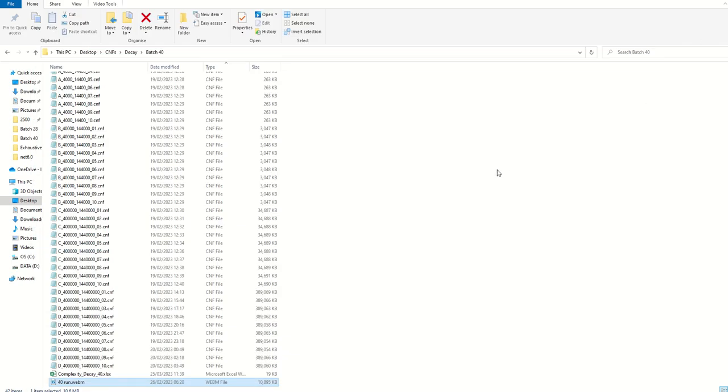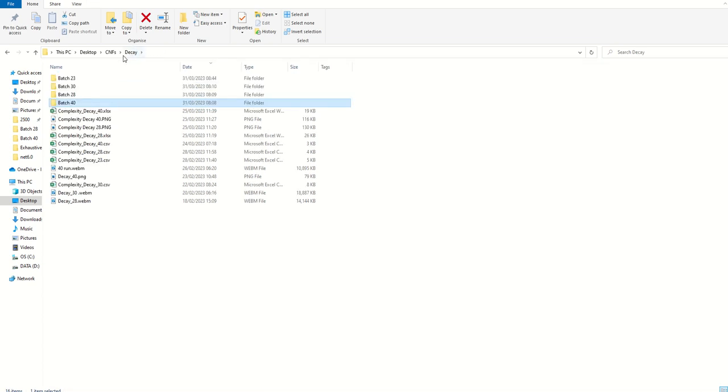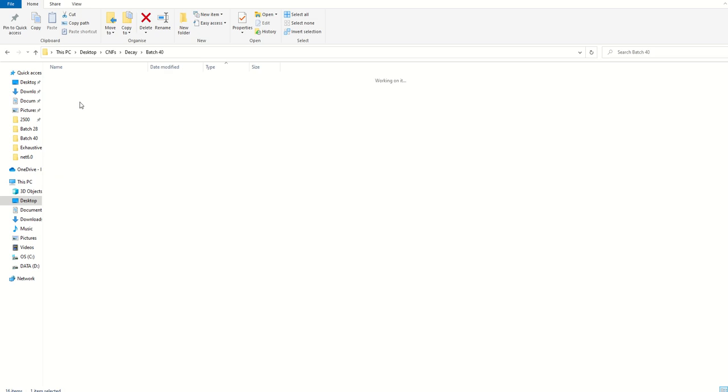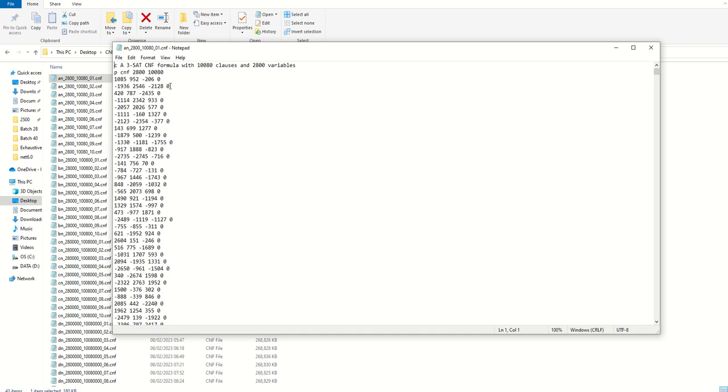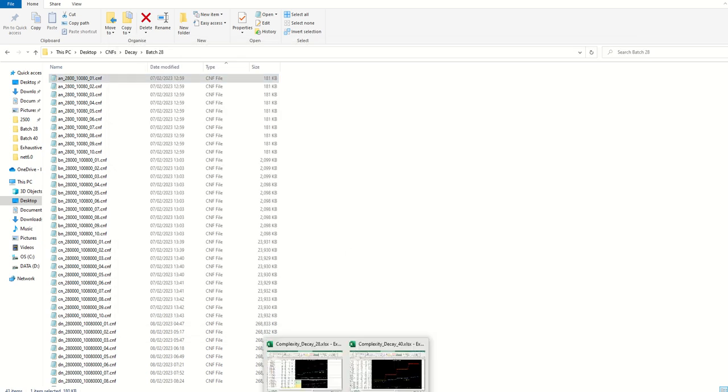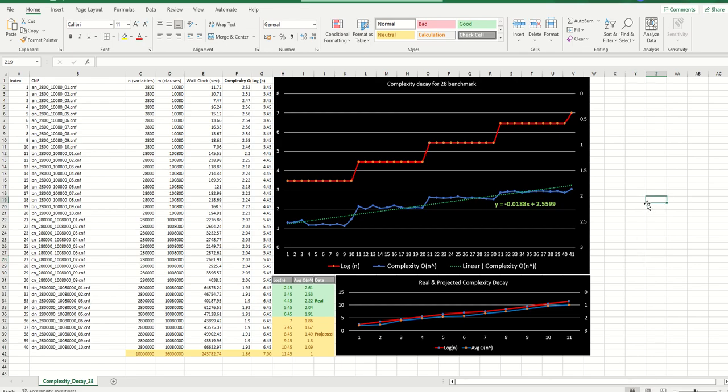So I've done this with actually several types of formulae. Batch 40 is the one that we saw before. Then batch 2.8, or 28, that's going from 2,000 variables up to 2.8 million. And the second screenshot on my website, the q-dss website, represents the numbers from that particular batch. Now, the question is, how is G3S achieving such a performance?